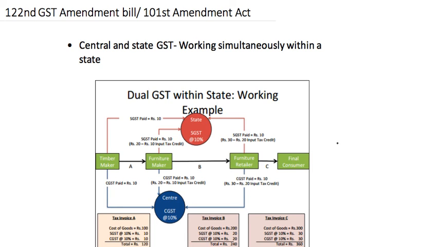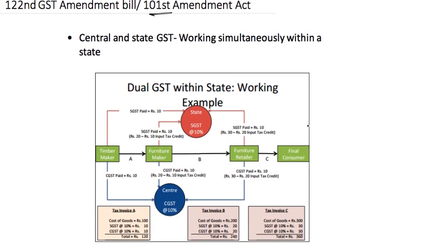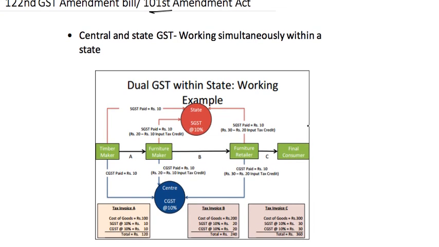Now let's talk about the 122nd GST Amendment Bill or 101st Amendment Act. The central and state taxes work simultaneously within a state. In a state, you can see here the central and state taxes are working simultaneously.